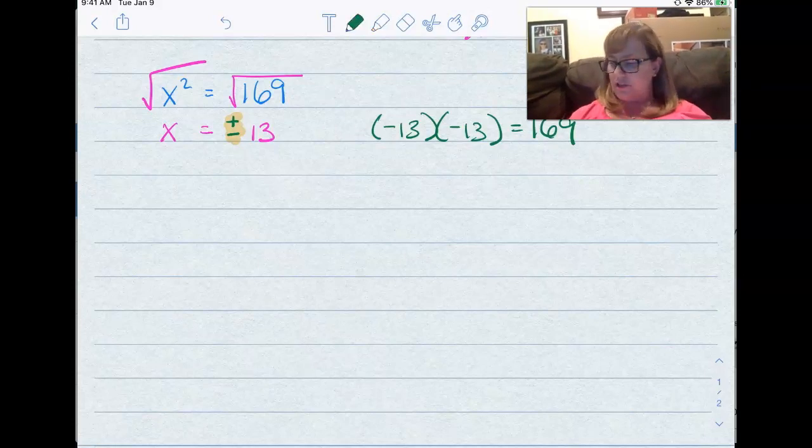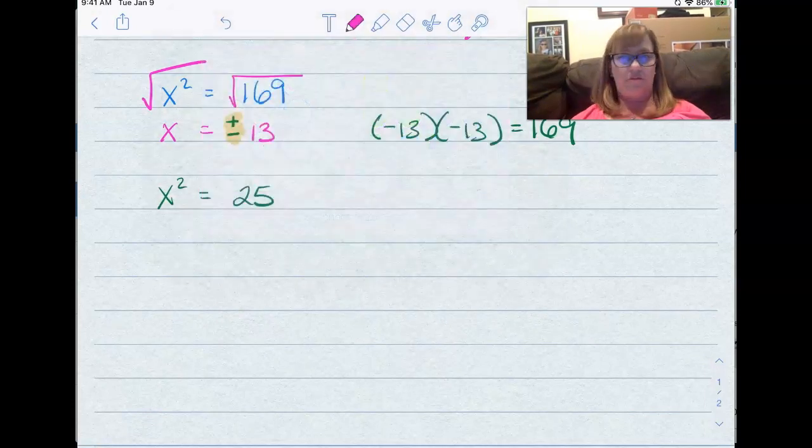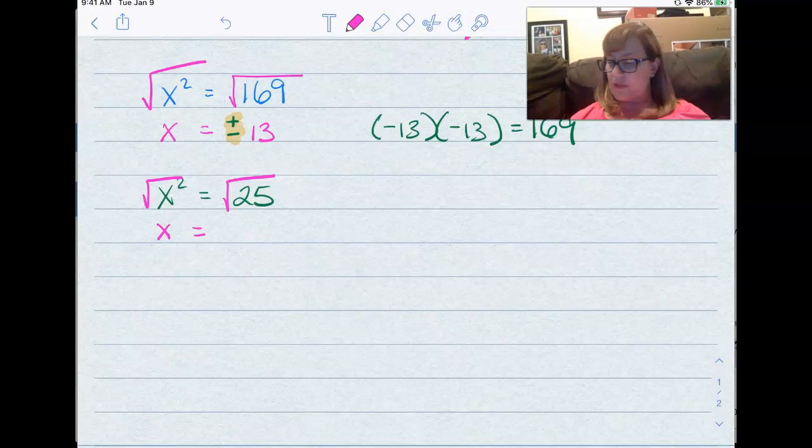All right, your turn. Try one of these. x squared equals 25. Hopefully you paused the video. What we did is we take the square root of both sides. The square root of x squared is simply x. Remember, this is the square root of a positive number, so the answer is going to be positive or negative, and the square root of 25 is 5, and that would be your answer.